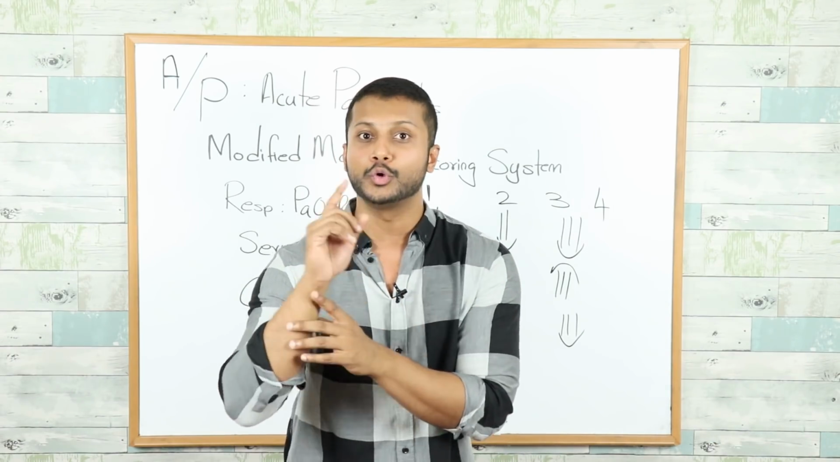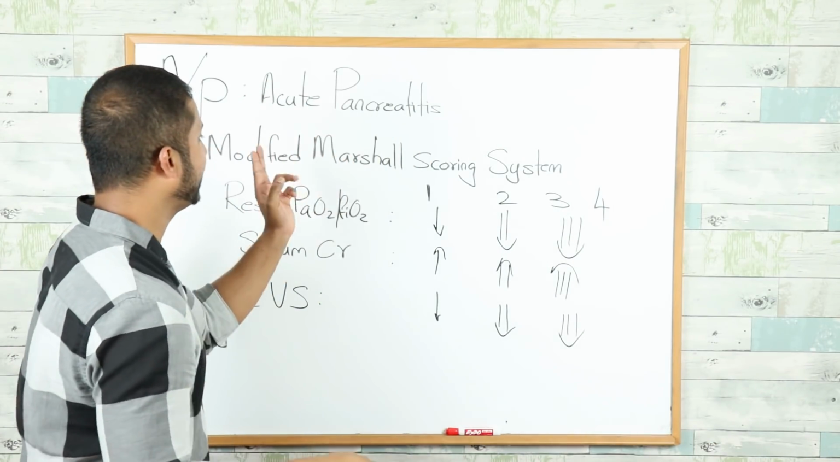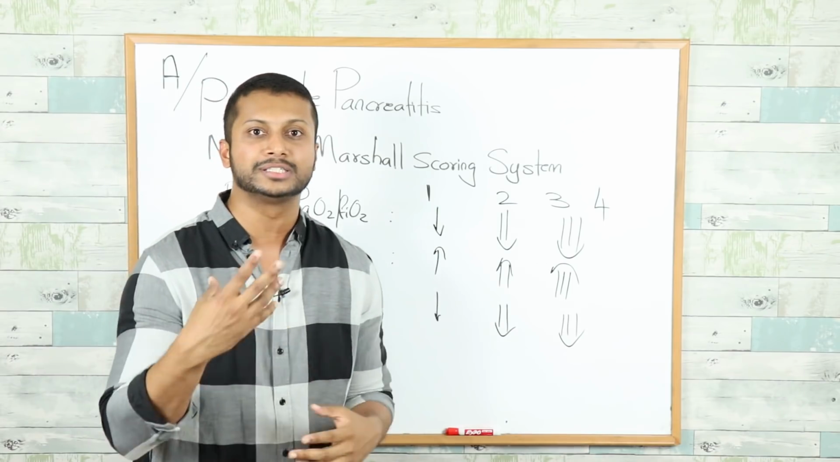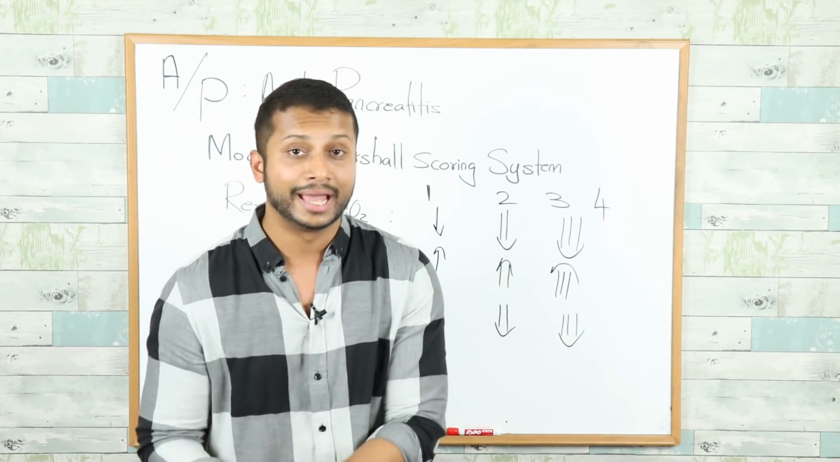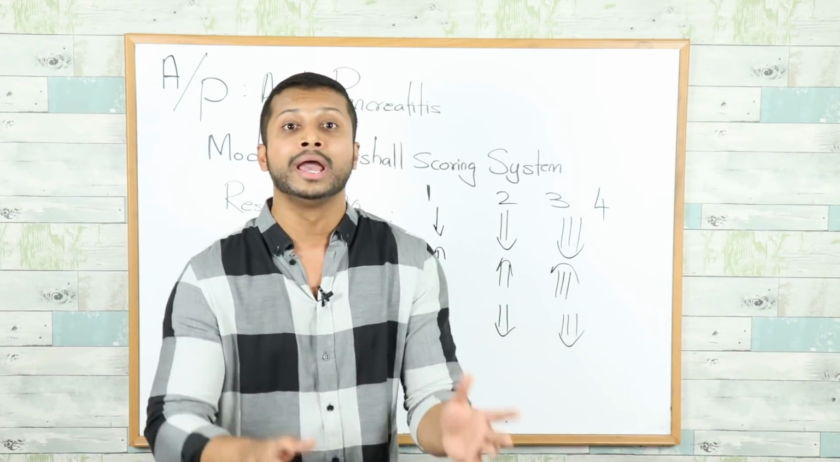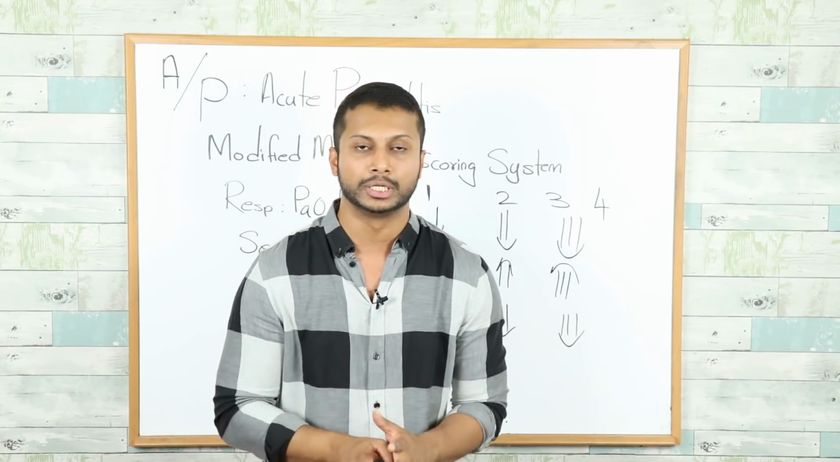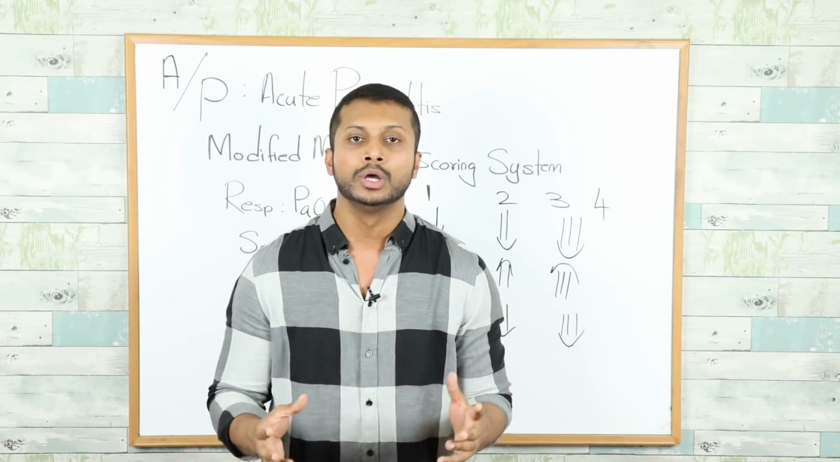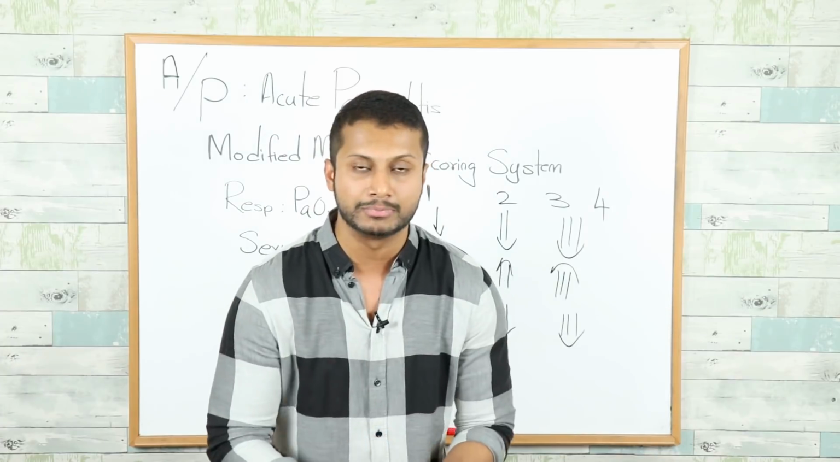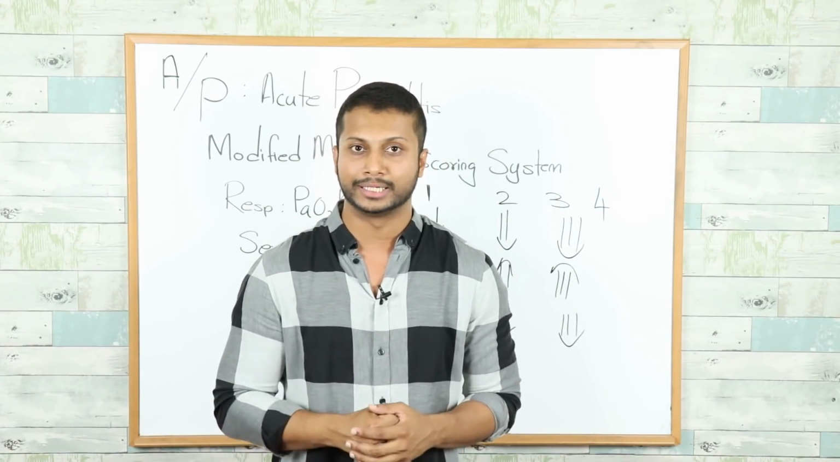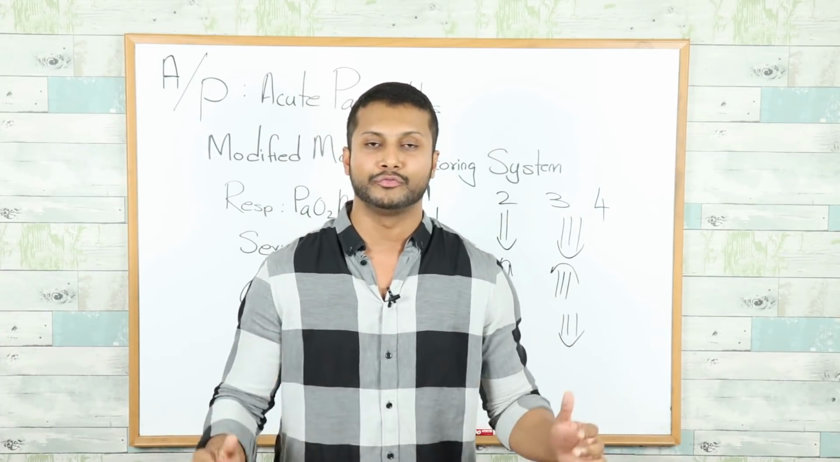So that's the number, 2 or more. If you have at any point 2 or more, that means the patient is having very severe symptoms and therefore needs to go to ICU, and it's not going to be a floor admission. But if the score is less than 2, the patient is not having such severe symptoms, this is moderate to mild acute pancreatitis, you can manage the patient on the floor.